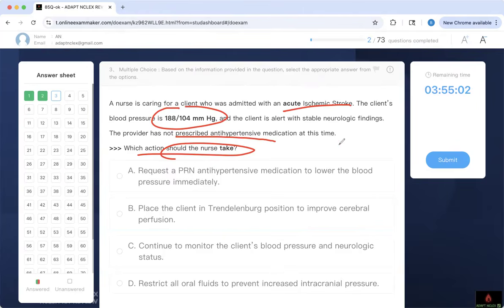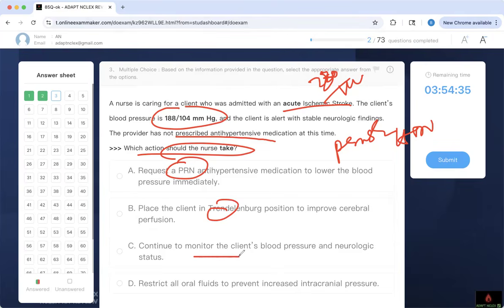In stroke, we have something we call permissive hypertension. You allow them to be hypertensive, but not systolic more than 200 or diastolic more than 110. This blood pressure is okay to allow perfusion to the brain because the brain is injured. Therefore, you should not request antihypertensive. You should not place them in Trendelenburg. That will increase ICP, right?